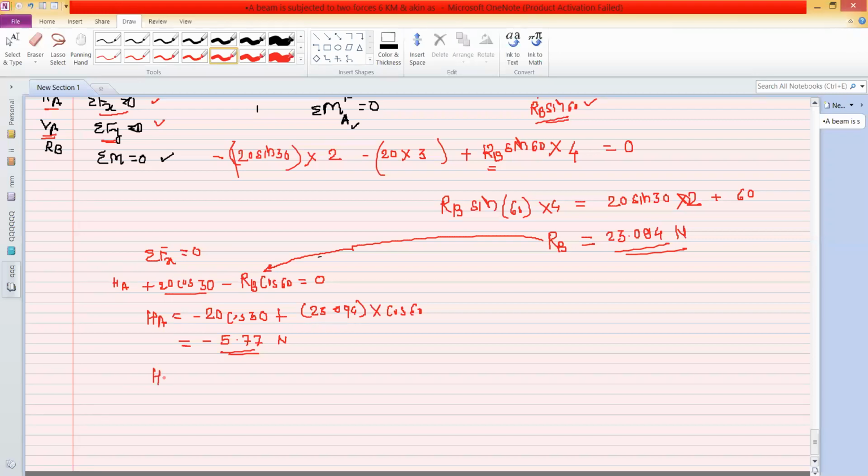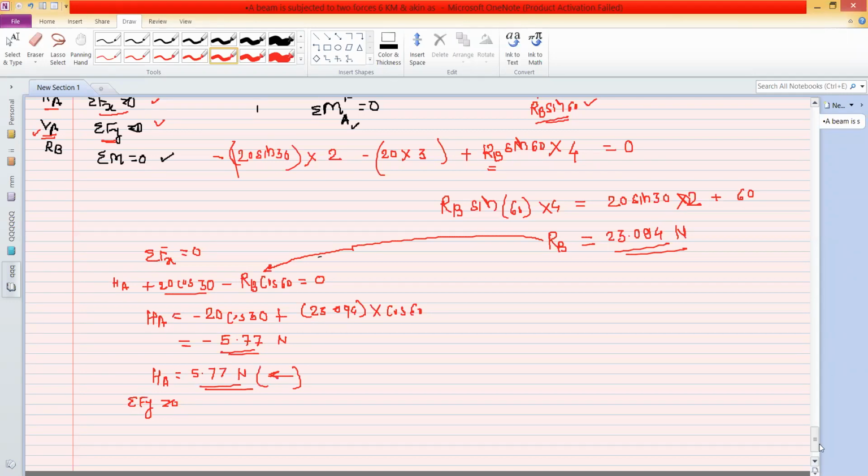That means HA is equal to 5.77 Newton, and it is in the negative x direction. Okay, and then use summation Fy equal to 0. By using this equation, we can find out the third unknown, that is the Va.